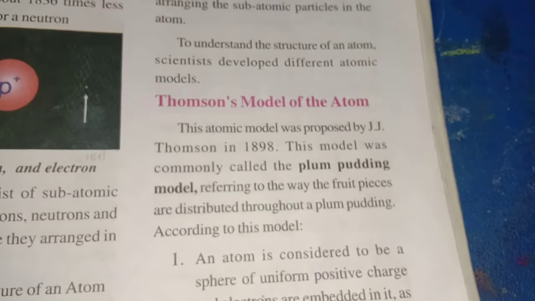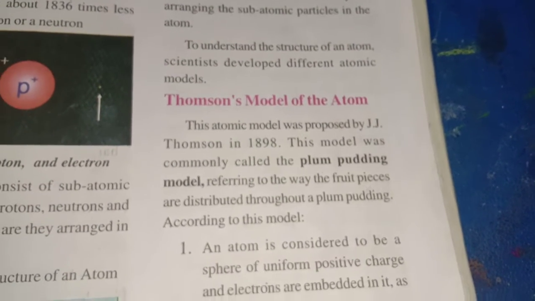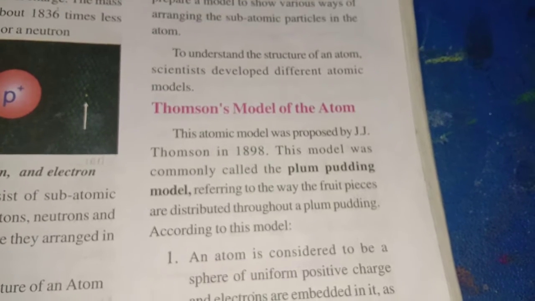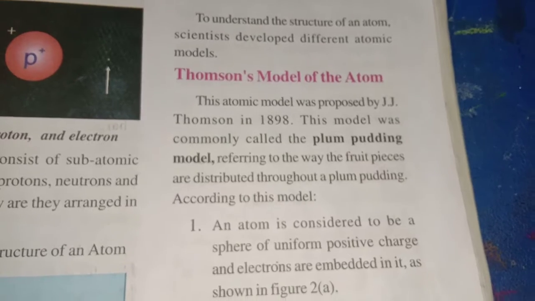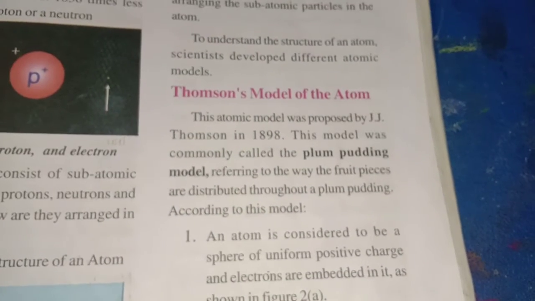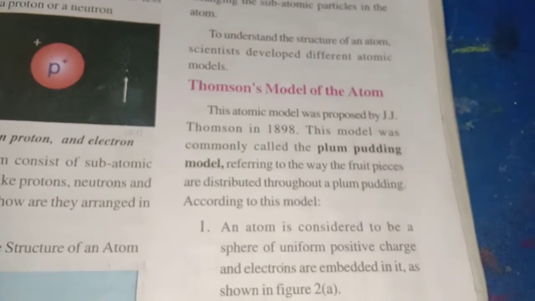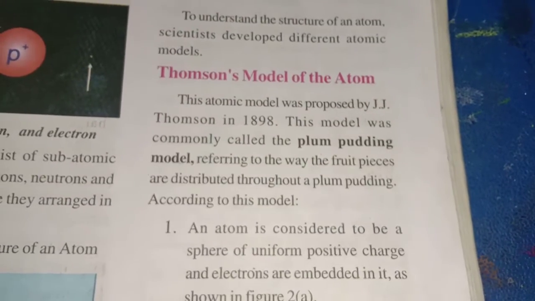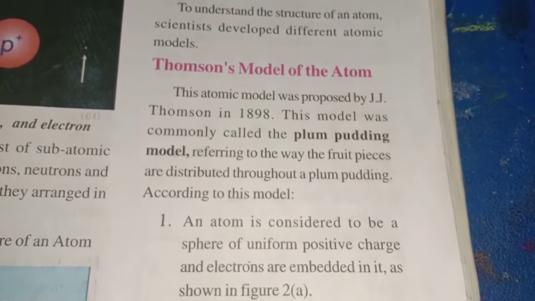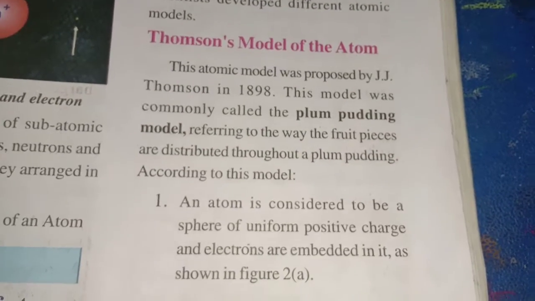This atomic model was proposed by J.J. Thomson. His full name is J.J. Thomson; he was born in 1898. This model was commonly known as the plum pudding model. They'll ask like this: what is the plum pudding model, and who did this model? So J.J. Thomson's model is also called the plum pudding model.